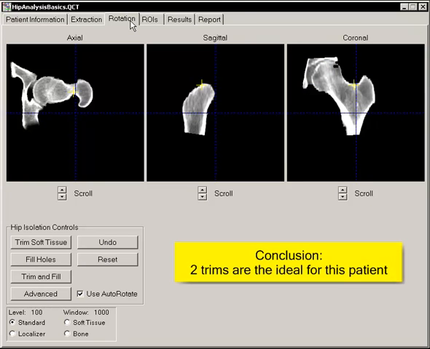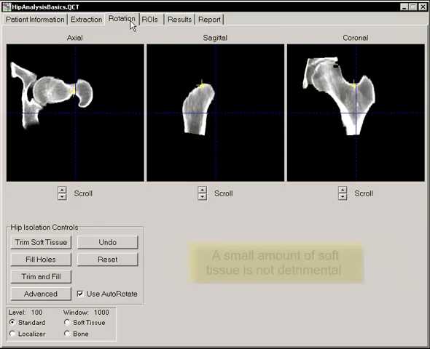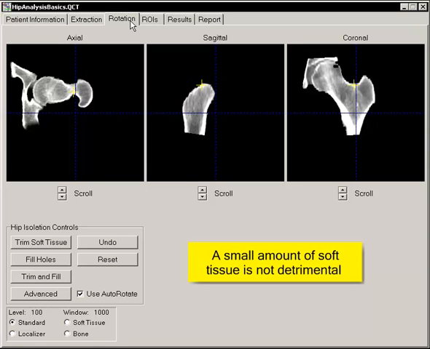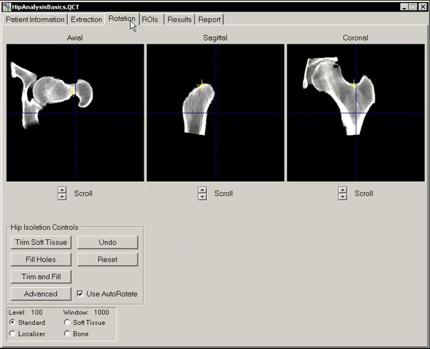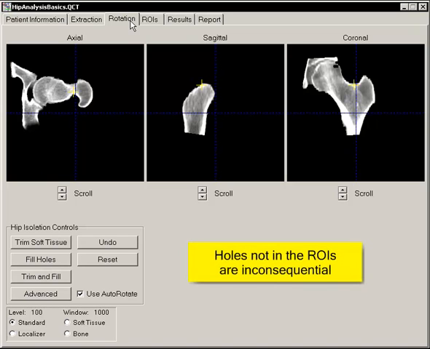More trims were unnecessary, even though some soft tissue was still visible on the femur. A small amount of residual soft tissue is not a cause for concern because the density of soft tissue is low compared with bone and contributes very little to the areal density measurement. Holes such as the one which appeared after the 4th trim and which are not in the ROIs are inconsequential.